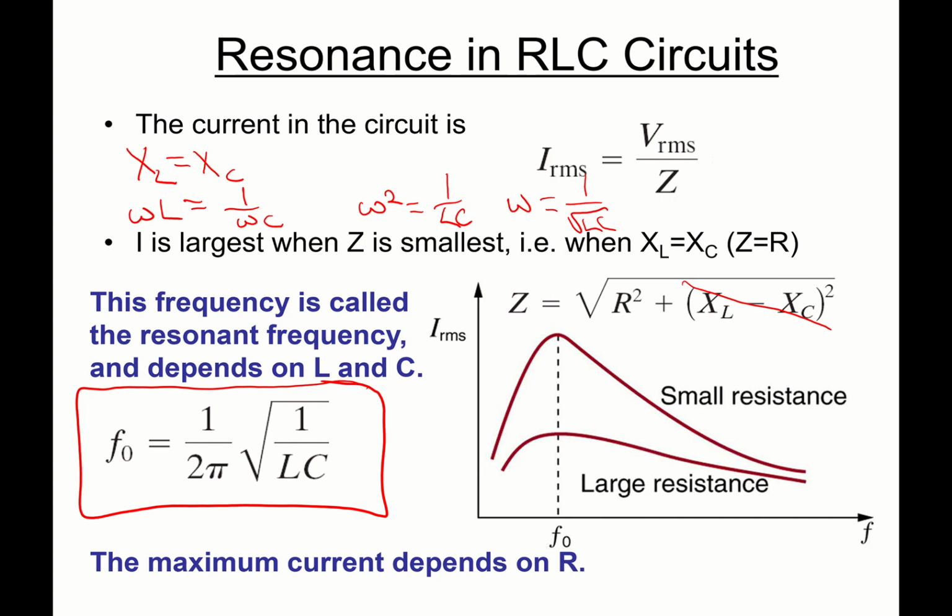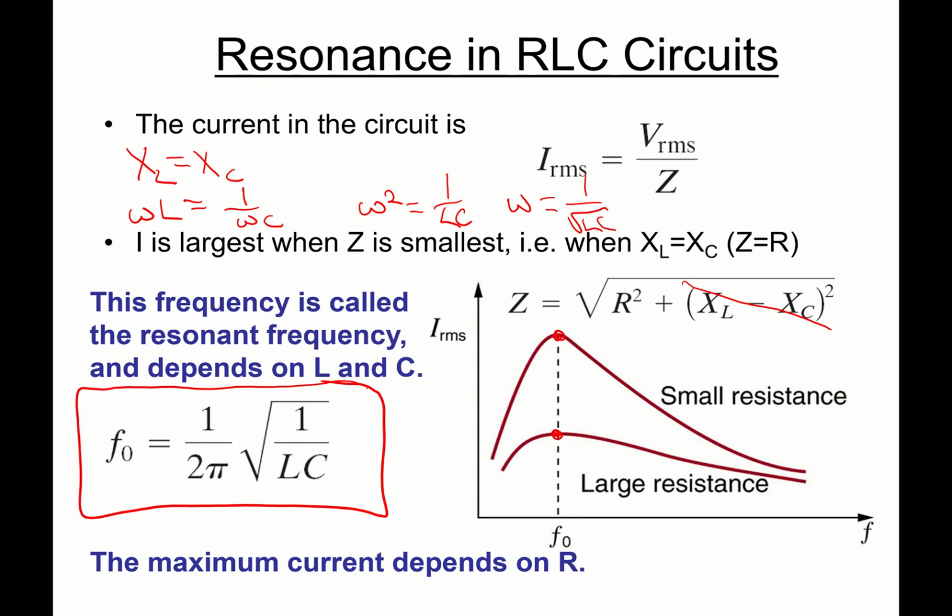So the current in the circuit is equal to whatever the voltage is that's driving it. And remember, for AC voltage, we talk about the root mean square value because it's always changing with time. So we talk about the average value of the voltage. So the average current is equal to the average voltage divided by Z. And as we change the frequency, Z changes, and Z is a minimum at this magic frequency, the resonant frequency f0.